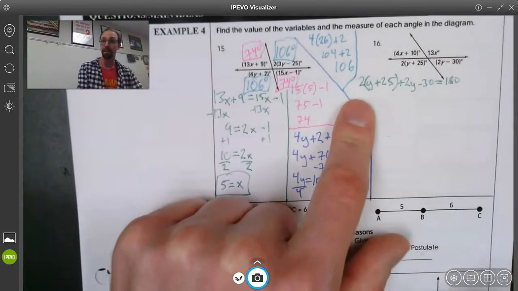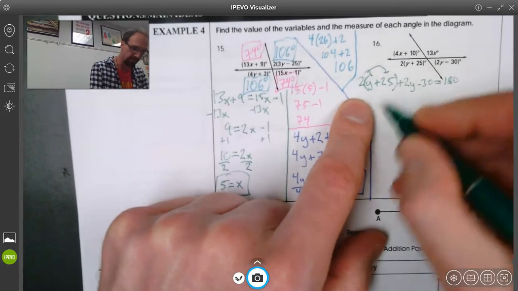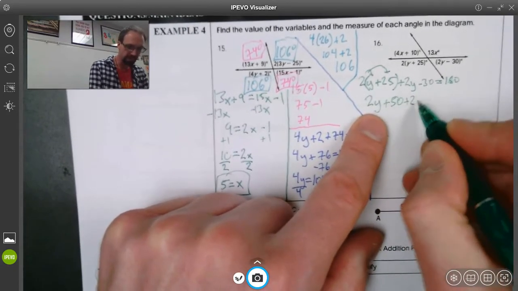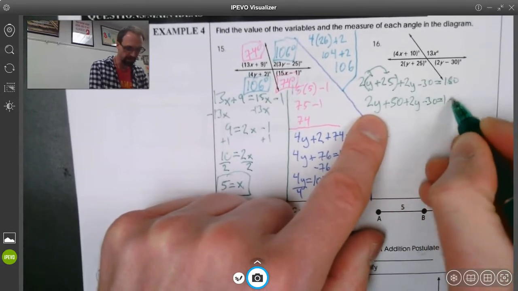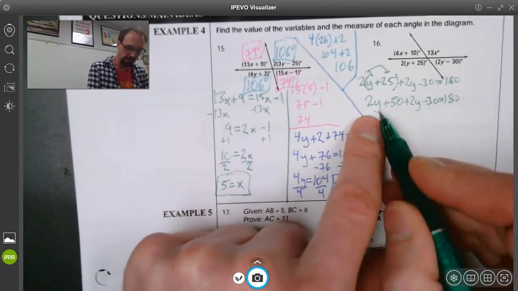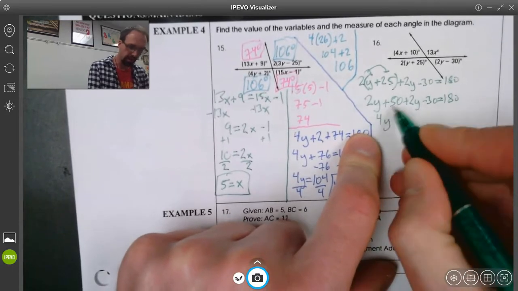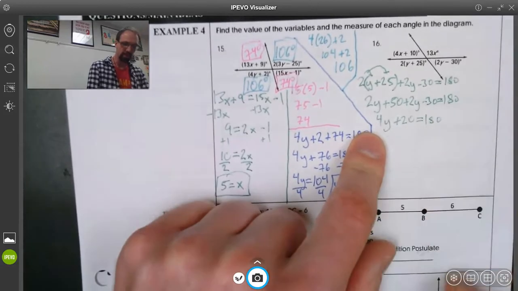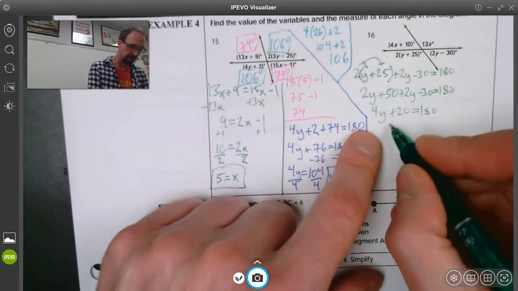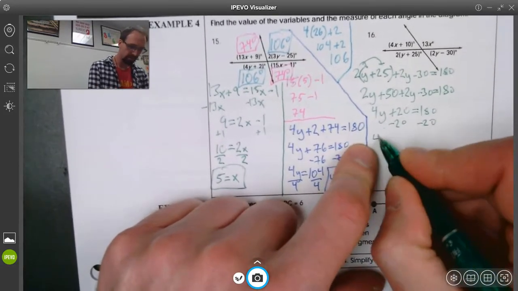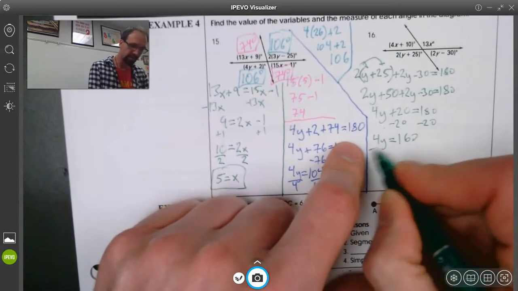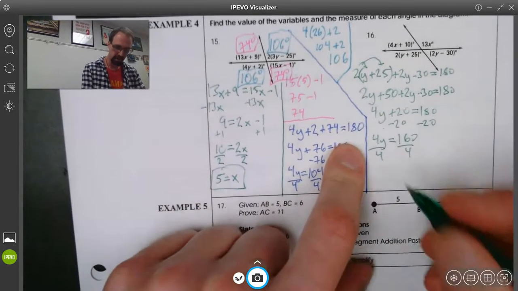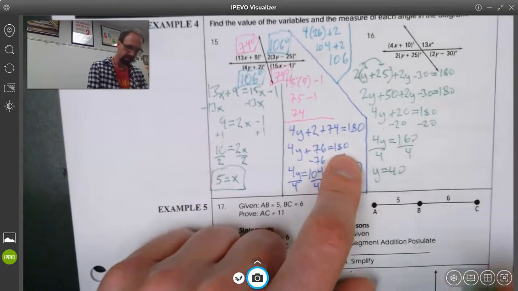Okay. Now jumping back, distribute the 2 first. So you have 2y plus 50 plus 2y minus 30 equals 180. I knew I was getting the wrong answer. 2y plus 2y is 4y, and then 50 minus 30 is plus 20. There we go. Equals 180. Go ahead and subtract 20 from both sides. You get 4y equals 160. Divide by 4. So 160 divided by 4 is 40, so y equals 40.